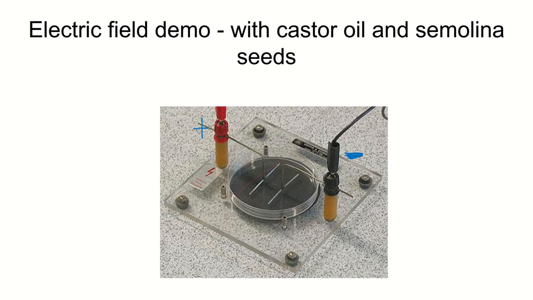I suggest you watch this video on YouTube and see how the semolina seeds align. It means the semolina seeds are charged inside the electric field and they experience a force in the direction of the electric field. Hence, they are aligned in the direction of the electric field. So their alignment is evidence of the presence of the electric field over there.